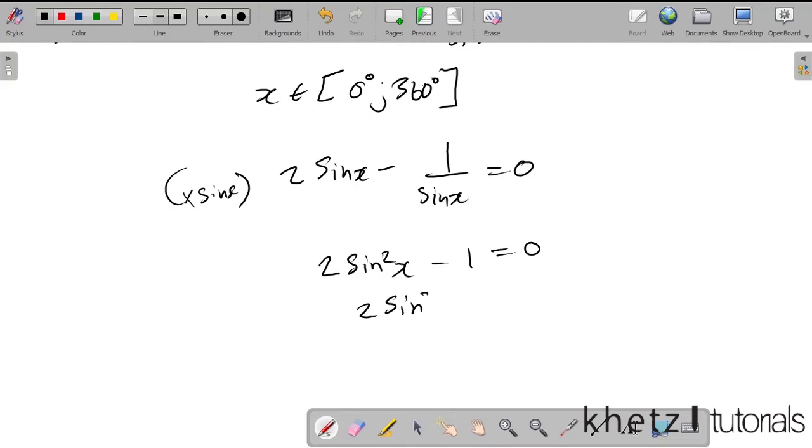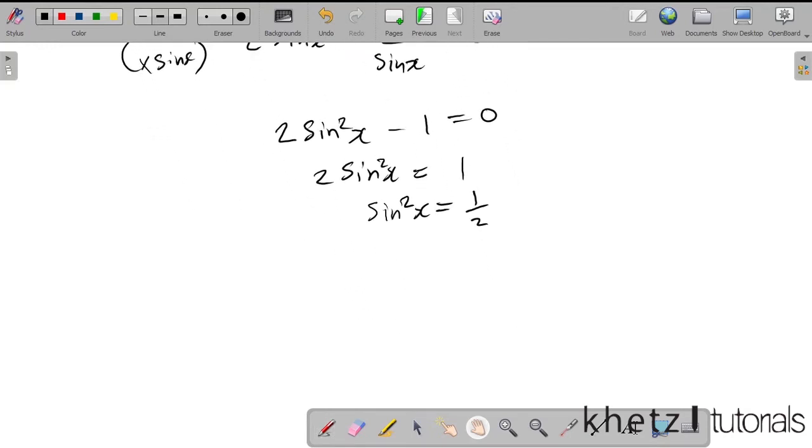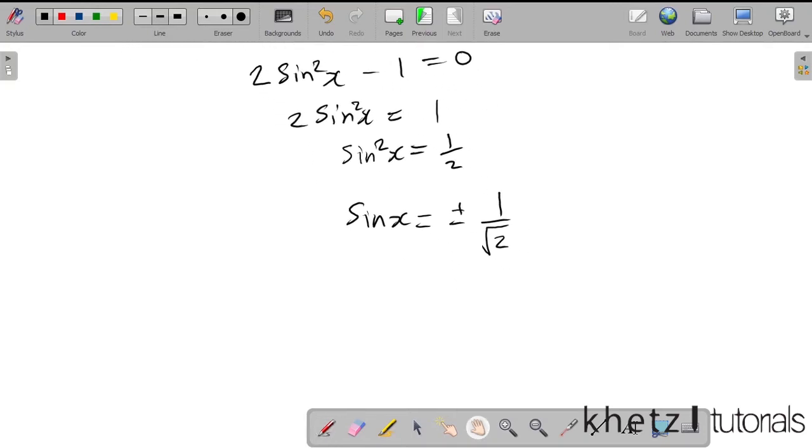Then we're going to equate 2 sine squared x is equal to 1, right? Then I'm going to divide both sides by 2. Then you're going to have a half. So sine squared x is equal to a half. So that is what we're basically going to have over there. And therefore, doing the square root of both sides, we're going to have plus or minus 1 over square root of 2, right?